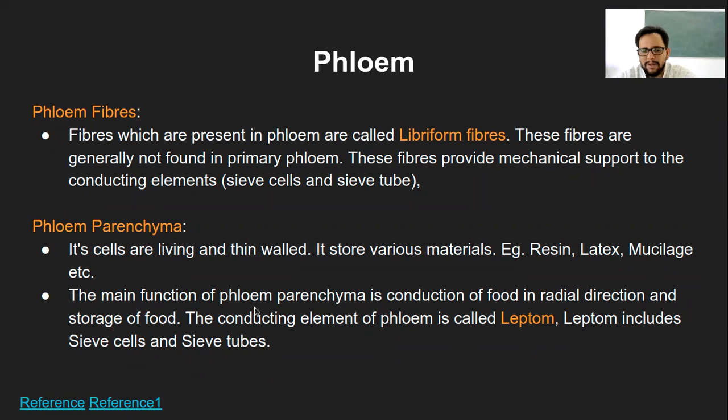You need not remember this, but what you should remember for sure is the function of phloem parenchyma, that is conduction of food in the radial direction. Conduction of food in the upright or vertical direction will always be by the sieve tube structure of the phloem, and in the radial direction it will always be by phloem parenchyma.